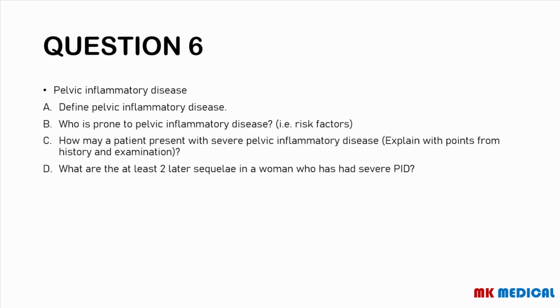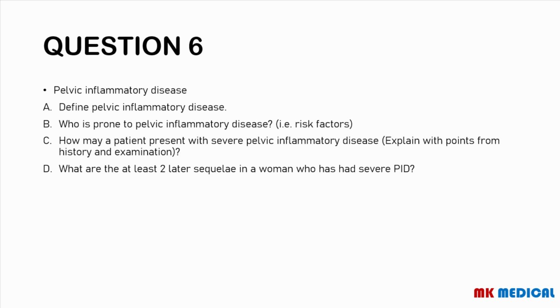Then the last question is about pelvic inflammatory disease. So part A is define pelvic inflammatory disease. So this is pretty much an inflammation of the upper female genital tract. So it means it's inflammation of the uterus, the tubes, the ovary, and the ligaments. And so this is obviously caused by an ascending infection from the vagina and the cervix. And the most implicated organisms are Neisseria gonorrhoeae and Chlamydia trachomatis.